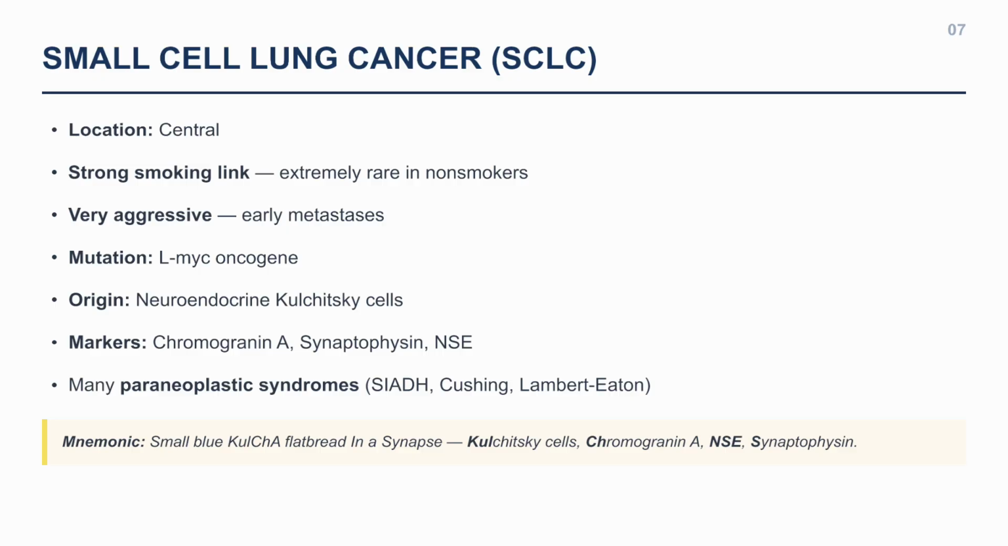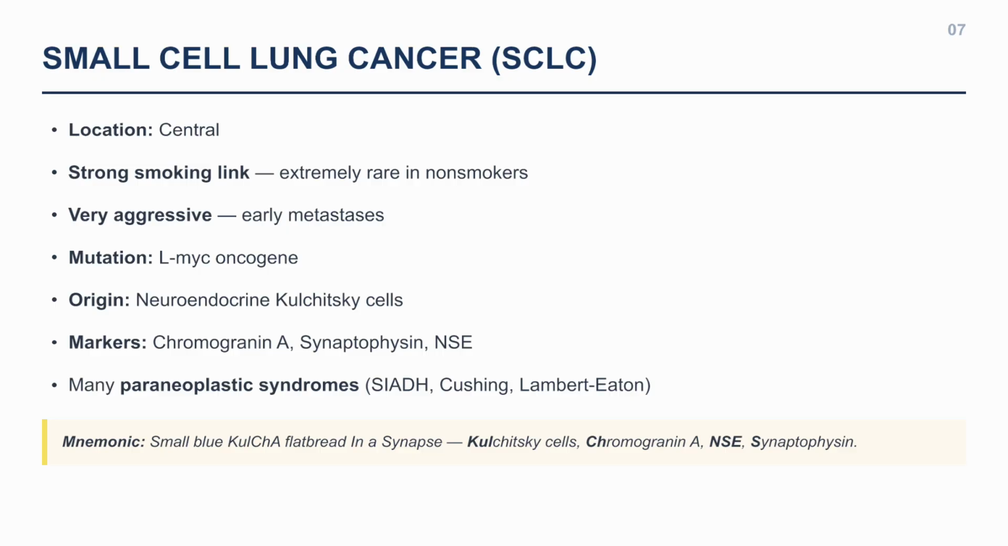SCLC arises from neuroendocrine Kulchitsky cells, which is why it expresses neuroendocrine tumor markers: chromogranin A, synaptophysin, and neuron-specific enolase, or NSE. SCLC is also famous for its paraneoplastic syndromes, which we will cover in detail in Part 2. These include SIADH, Cushing syndrome from ectopic ACTH, and Lambert-Eaton syndrome.